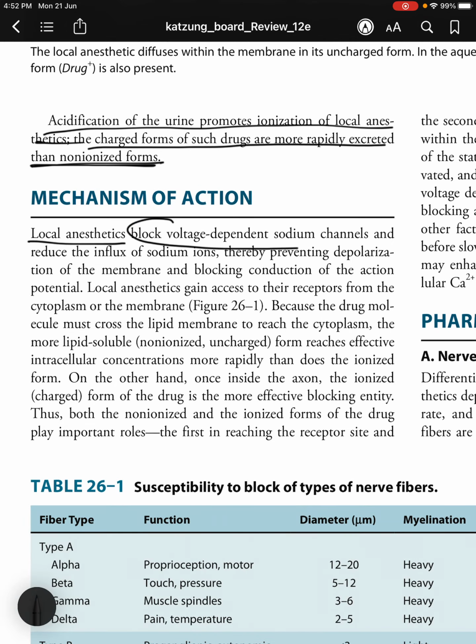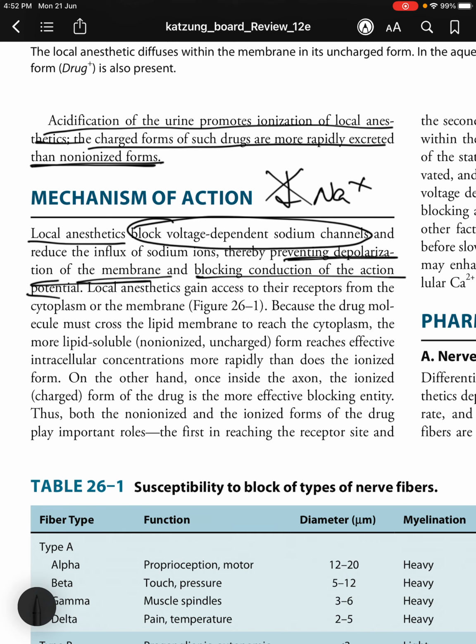Coming to the mechanism of action, local anesthetics block the voltage dependent sodium channels and reduce the influx of sodium ions, thereby preventing depolarization of the membrane and blocking conduction of the action potential. So what they do is they prevent the influx of sodium ions by blocking the voltage dependent sodium channels, and they prevent depolarization of the membrane.